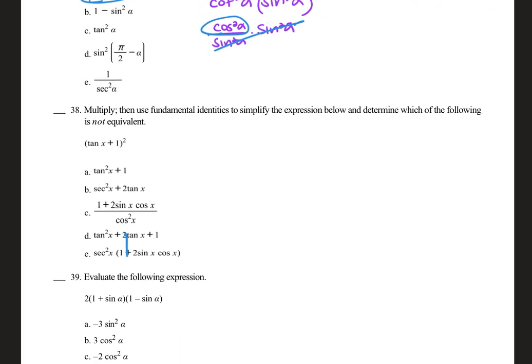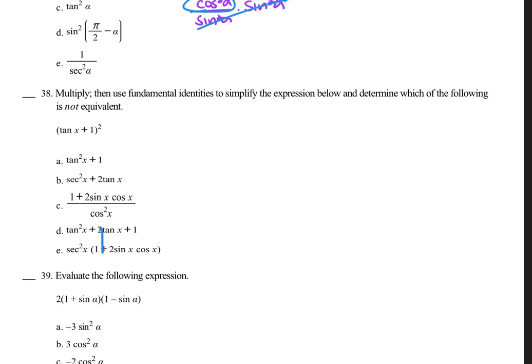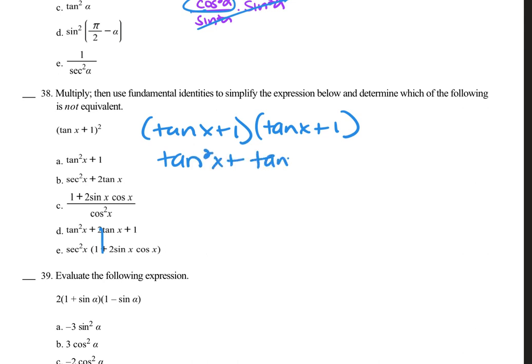Okay, so the problem says multiply, which means you're going to expand and FOIL this out. Tan x plus 1 times tan x plus 1. When you FOIL it out, you get tan squared x plus tan x plus tan x plus 1. So tan squared x plus 2 tan x plus 1.